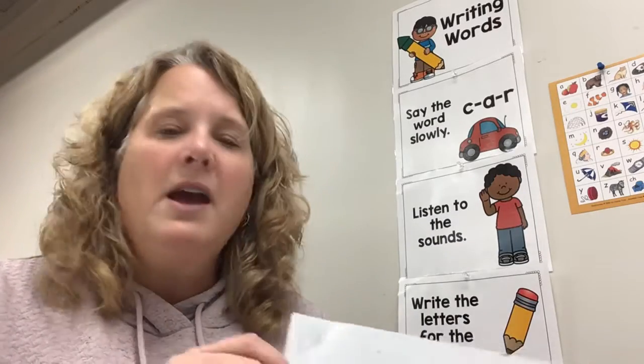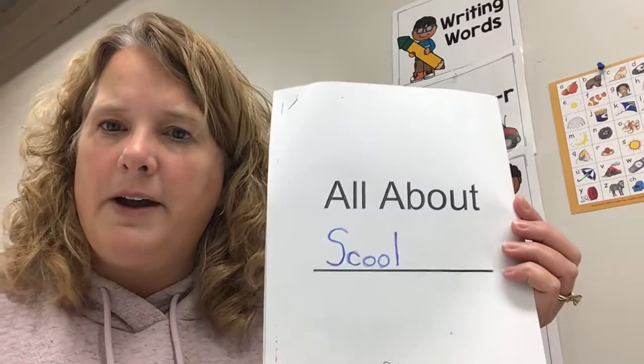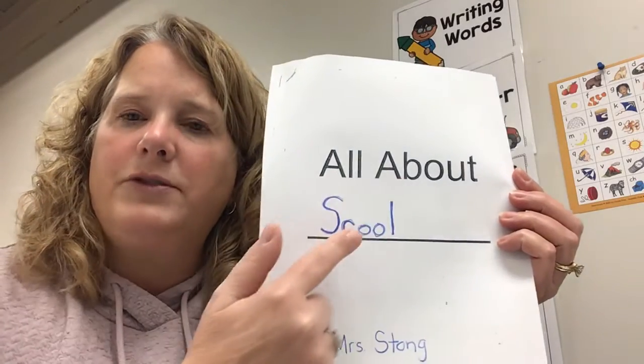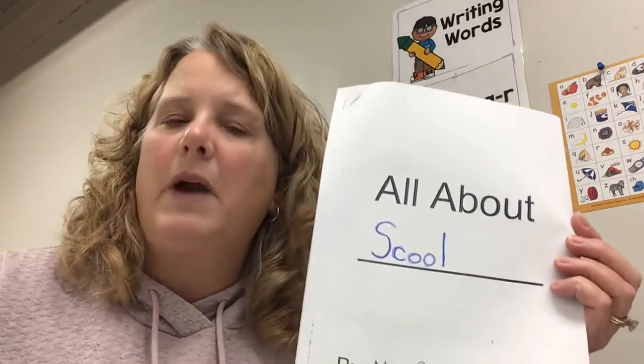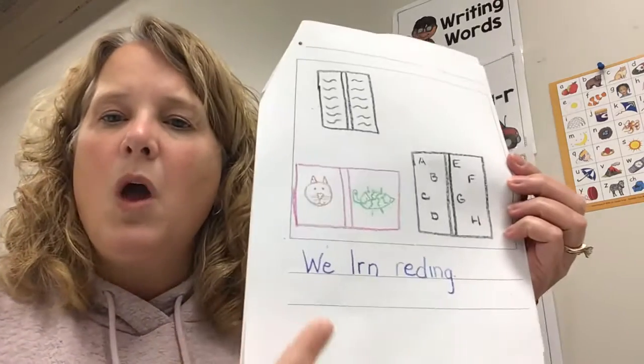So today we are ready to continue working in that book. Remember, we don't start a new book until our first book is done. So what I'm going to start by doing is reading over my title, All About School. That's right, I was writing about school. Then I'm going to read my first page to remind myself what I already wrote.